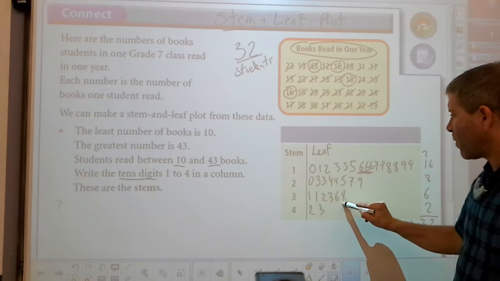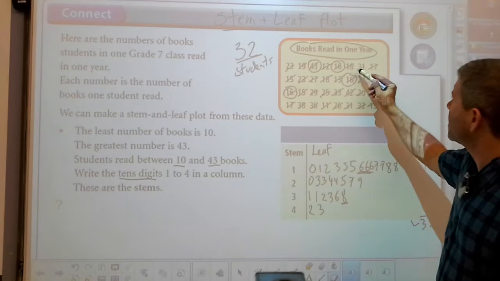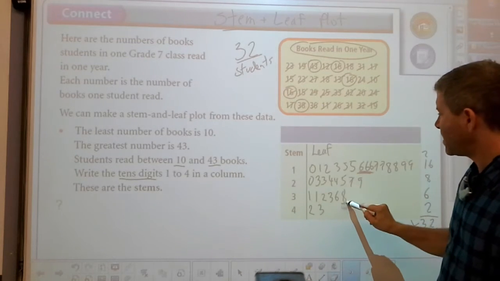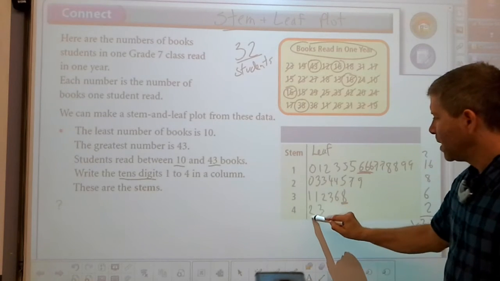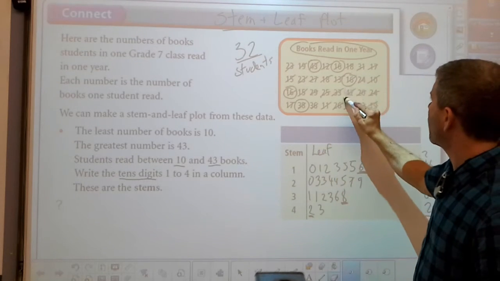What does this 8 represent here? This 8 represents 38. So let's look somewhere in my data here. I have a 38. There it is. This 8 here represents this 38. Let's look at my 40s. So this 2 here represents 42, which is right over here.